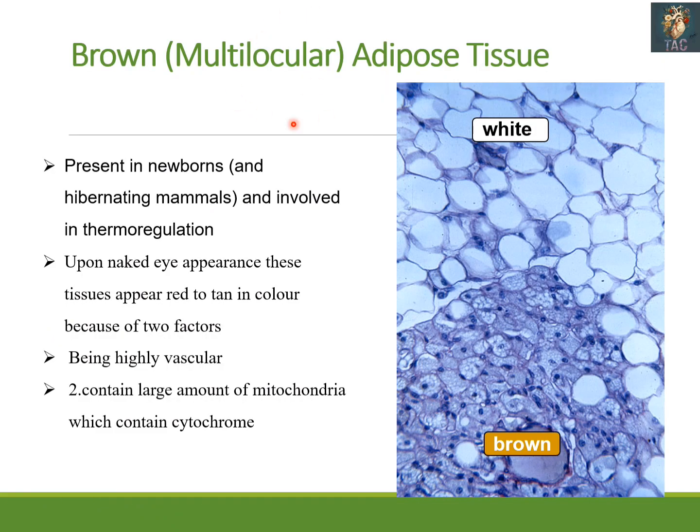Next is the brown adipose tissue, or the multilocular. You can differentiate between these two. This one is white and this one is brown. This is unilocular and this one is multilocular. It is present in newborns and also in hibernating mammals and is involved in thermoregulation. To the naked eye, this tissue appears red to tan in color for two reasons. One, it is highly vascular, and second, it contains a large amount of mitochondria which contain cytochrome. That's why it appears reddish to tan.